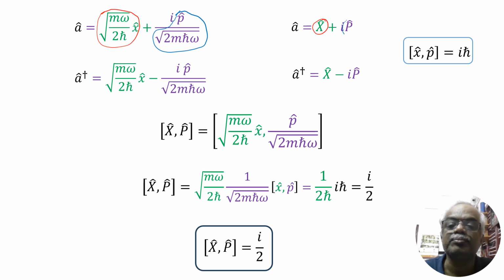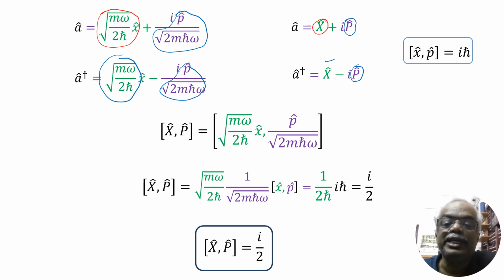So this other than i is capital P. So capital P hat is a dimensionless quantity. The same thing applies here. This is a dimensionless quantity, capital P hat, and this entire thing is X hat. So now a hat is equal to capital X hat plus i P hat, both capital. A dagger is capital X hat minus i P hat.